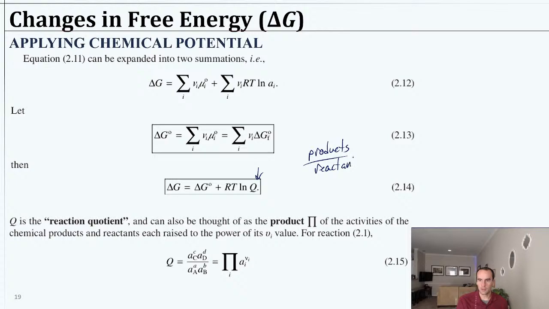Now, to be correct, we will describe this in curly brackets: the activity of the products over the activity of the reactants. And that all puts it together in the sense that we have delta G. The current delta G is equal to some standard state that we had plus some reaction that occurred. That's our RT ln Q.